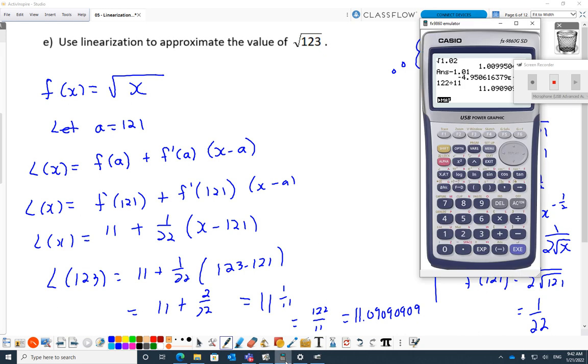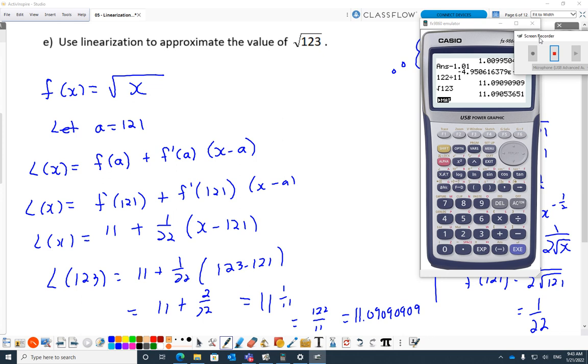Square root. That's not it. Square root. Oh, I pressed the same button again. Menu, 1. Exit out of that. Okay. Square root 123. Here's the actual answer. 11.0905. I have to get out to the 4th decimal place before I see any differences there.